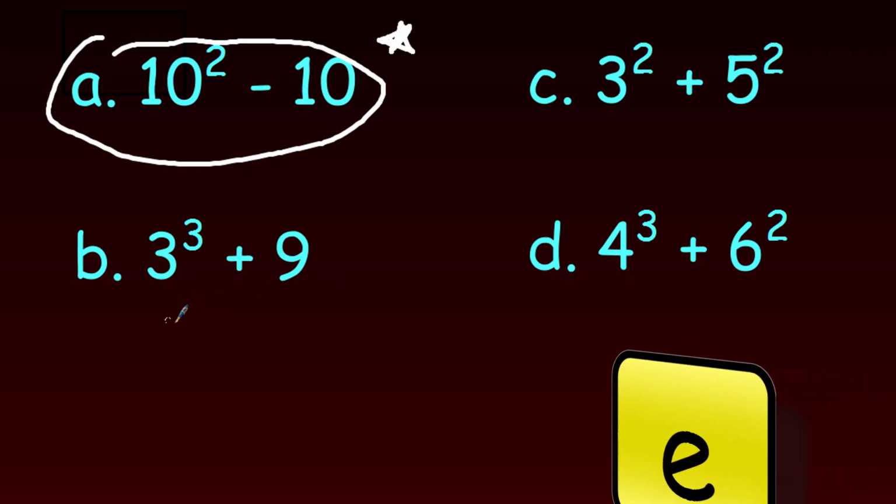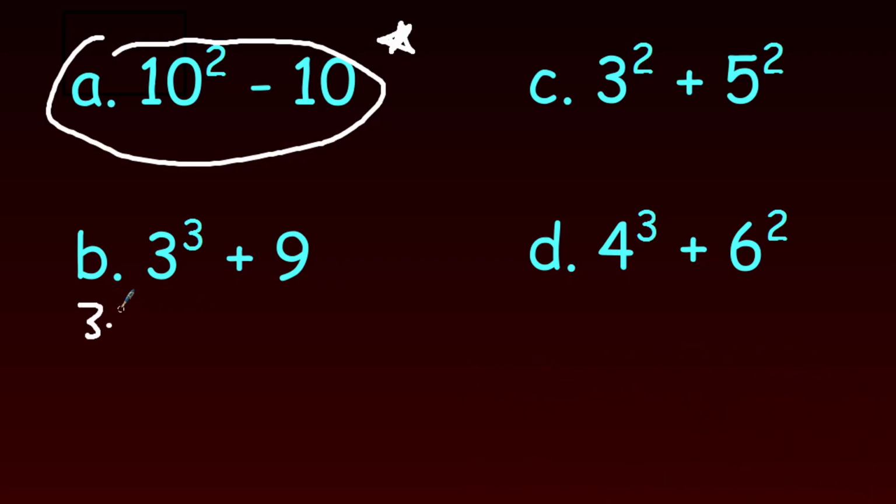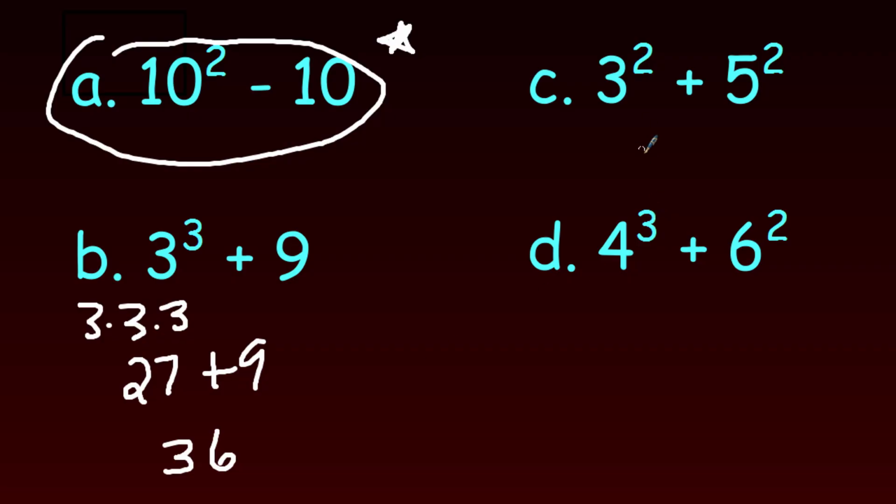Well, 3 times 3 times 3. We figured that one out. 3 times 3 times 3 was equal to 27. 27 plus 9? I get 36. So, sorry, B, you are not in the winner circle. Anyway, we come to C.